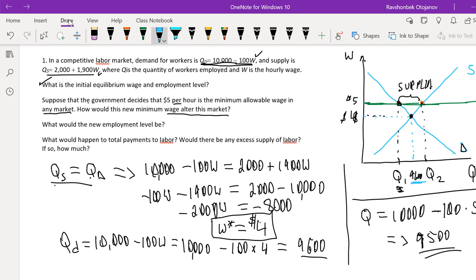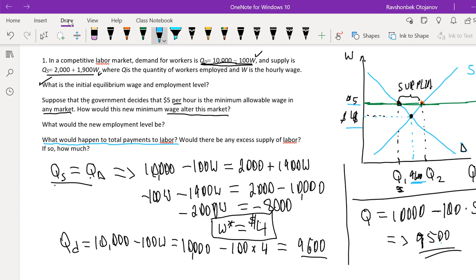Another thing we would like to find out, according to this question, is what would happen to total payment to labor. Originally, payments to labor were at $4 per hour. Now that rate increased and the employment level changed, so we will multiply and work out the amounts of payments.